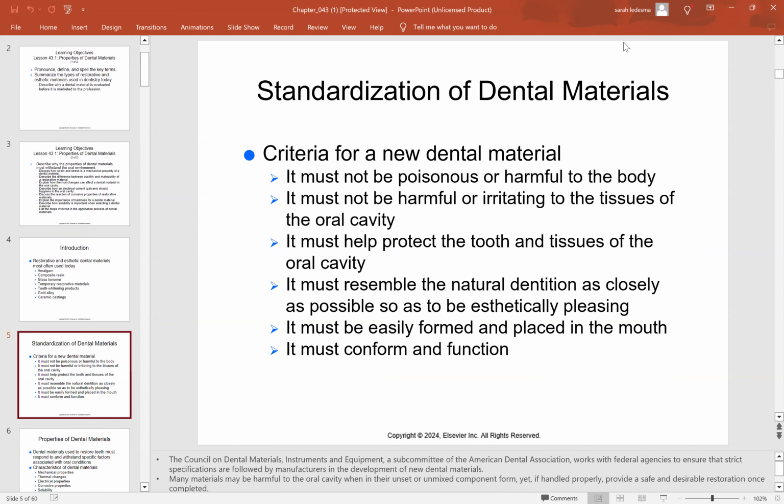So we first touch on how a dental material is approved by the ADA to be available for our patients. In order for dental materials to get the seal from the ADA, they have to meet certain criteria. This is going to include them not being poisonous or harmful to the body, not being harmful or irritating to the tissues of the oral cavity. These materials must help protect the tooth and tissues of the oral cavity. They have to resemble the natural dentition as closely as possible and also be aesthetically pleasing and must be easily formed and placed in the mouth and then also conform and function.